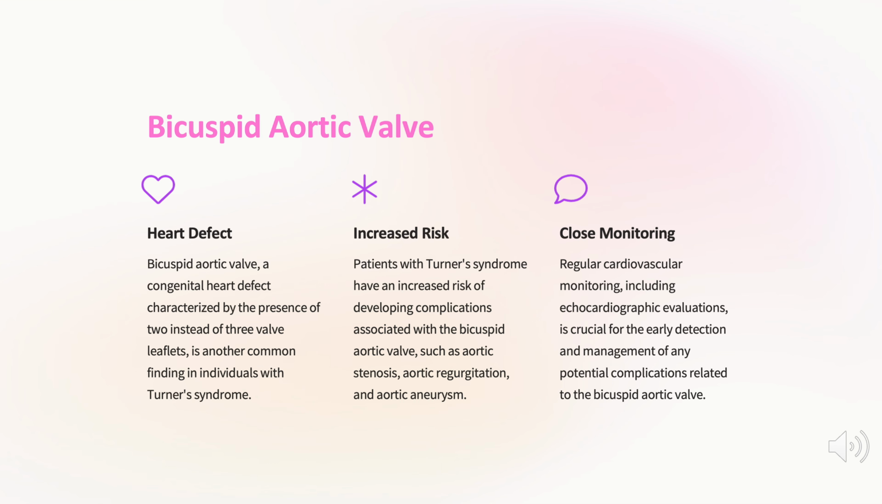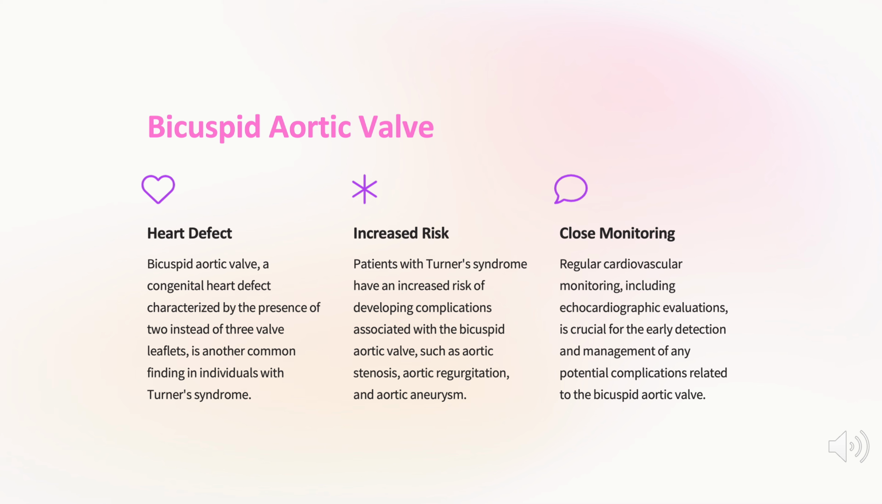Let's now turn our attention to another significant finding often associated with Turner's syndrome, the bicuspid aortic valve. This congenital heart defect is characterized by the presence of two, rather than the usual three, valve leaflets within the aortic valve. Individuals with Turner's syndrome face an increased risk of developing complications related to the bicuspid aortic valve. These complications may include aortic stenosis, aortic regurgitation, and aortic aneurysm.